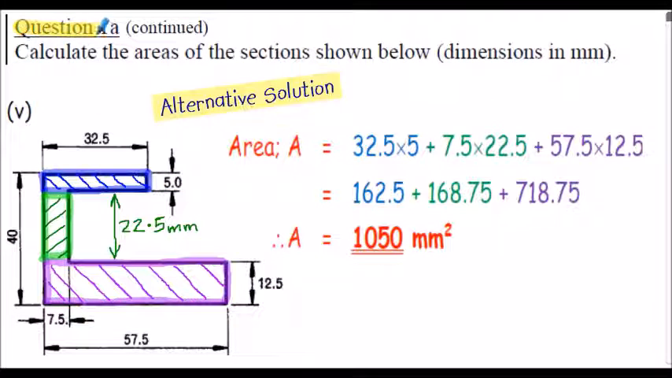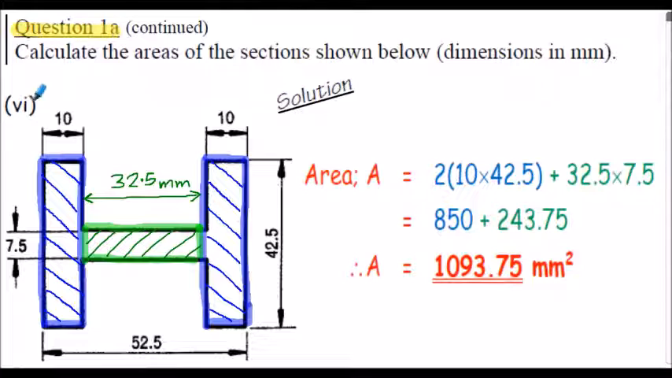Here's question 1a, part 5 alternative solution. I've broken my C section into a different set of rectangles, still 3 of them, but the geometry is slightly different. I'll let you work through the solution at your own pace here, where you'll find that the area is exactly the same as on the previous calculation.